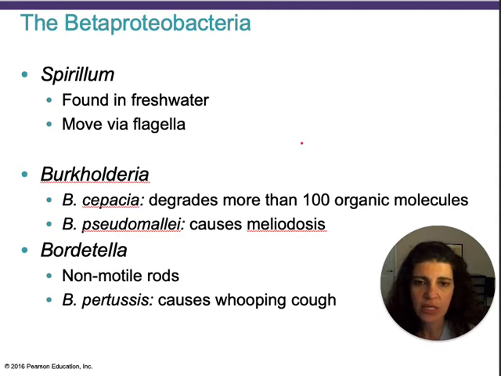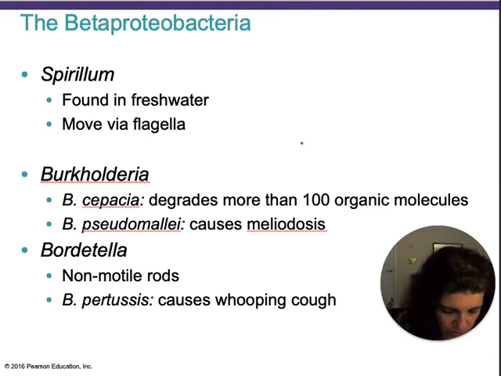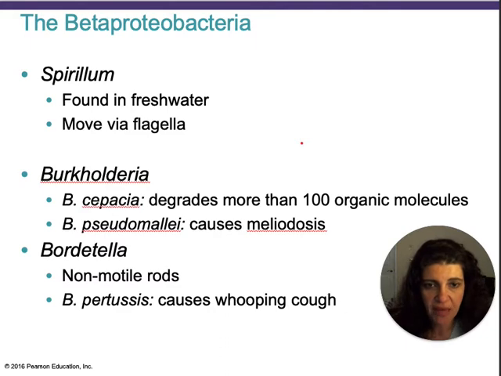Spirillum is another free living bacterium found in fresh water. And they're aerobes and they move by flagella. Okay? Burkholderia degrades a lot of different molecules. They have a very diverse metabolism. This type of organism can eat anything, they can survive on anything. They degrade molecules and use them as a source of energy.